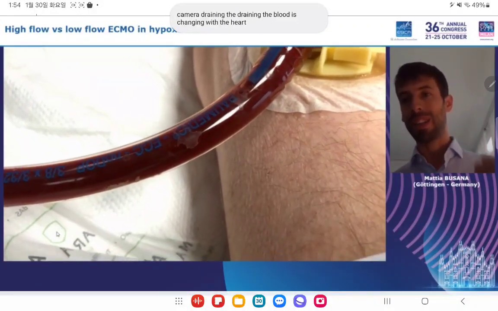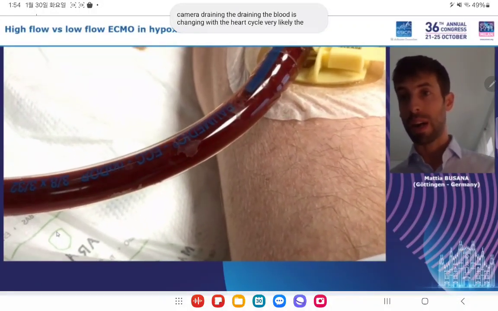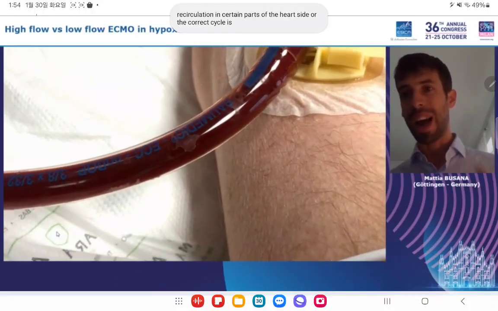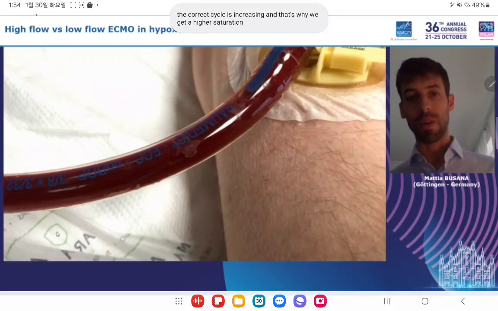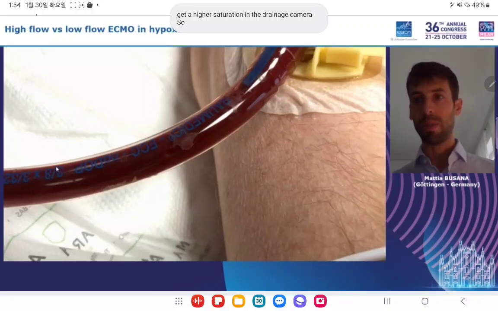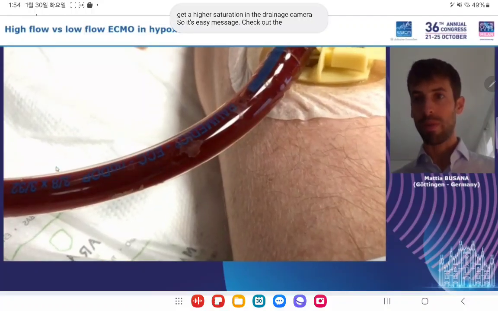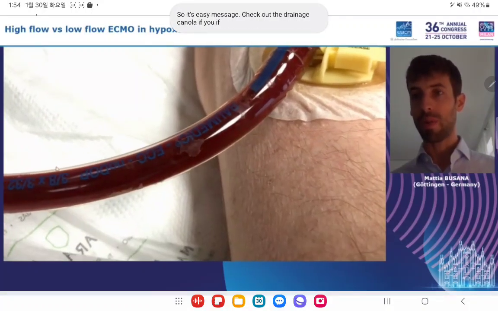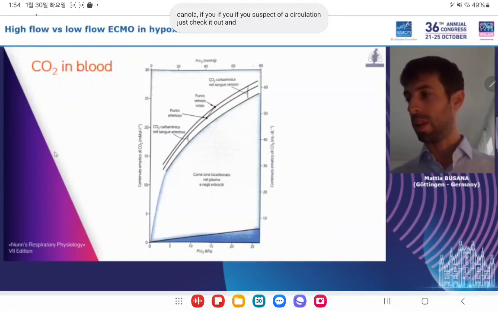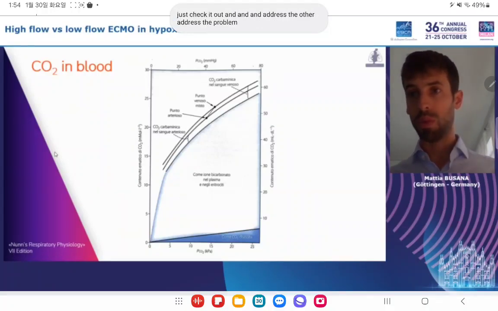Very likely the recirculation in certain parts of the cardiac cycle is increasing, and that's why we get a higher saturation in the drainage cannula. So easy message: check out the drainage cannula if you suspect recirculation. Just check it out and address the problem. Maybe increase the distance between the cannulas.